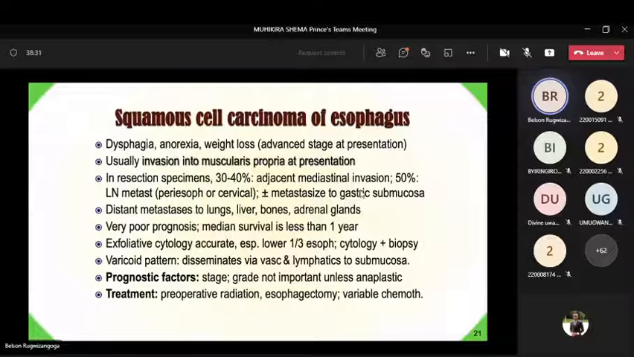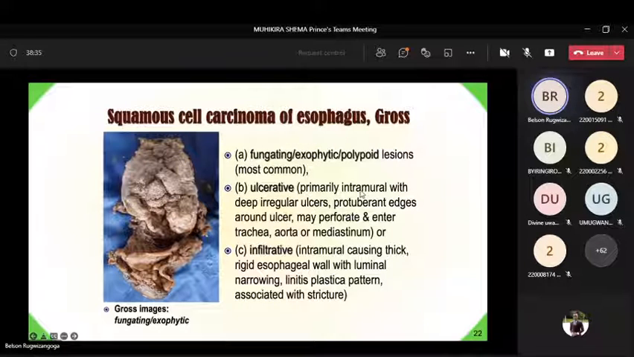When you do surgery or autopsy, this is what you see. You see that it is a fungating mass. The surface is no longer smooth. A fungating or exophytic lesion is the most common presentation. In other cases, you can see just ulceration. You can think it is just an esophageal ulcer, and when you take a biopsy, they will tell you, no, it is a cancer.